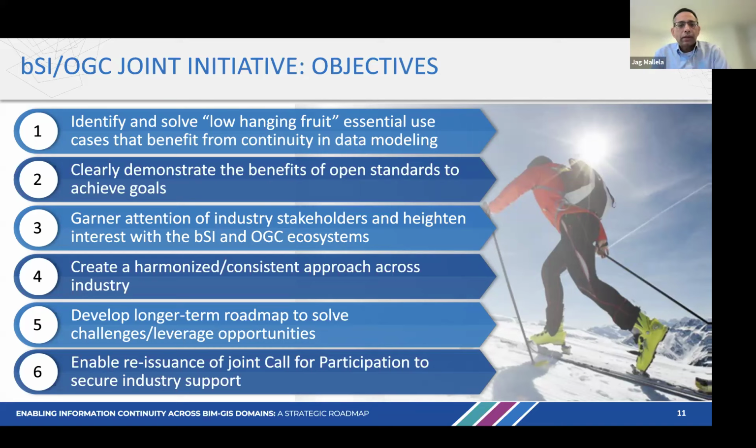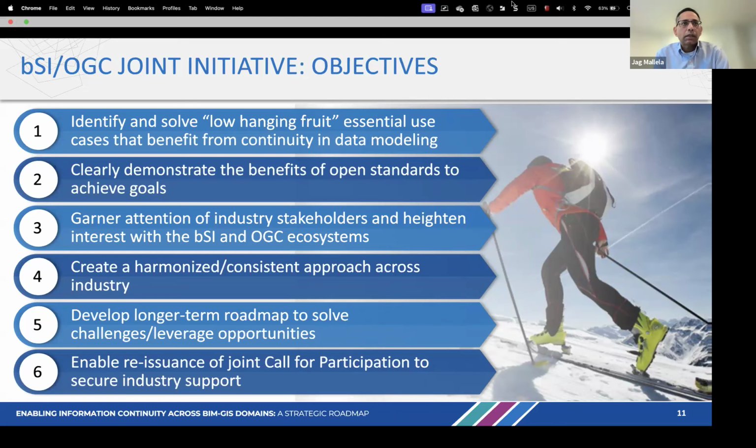That way we can demonstrate the benefits of how open standards can be used to achieve the goals of the roadmap, get heightened attention from the industry stakeholders, and hopefully we'll be able to reissue a call for pilots. Once we clearly demonstrate the benefits of developing BIM and GIS together for solving specific problems, we'll be able to get more stakeholder attention. That's the best way to start increasing awareness around why BIM and GIS requirements should be developed together and how we can develop a harmonized and consistent approach across the industry.